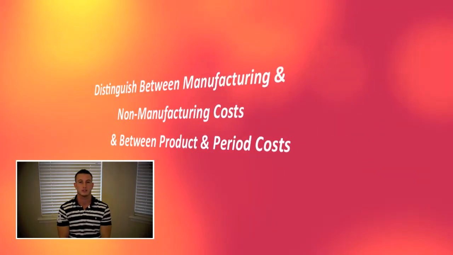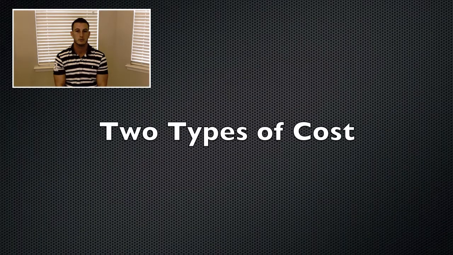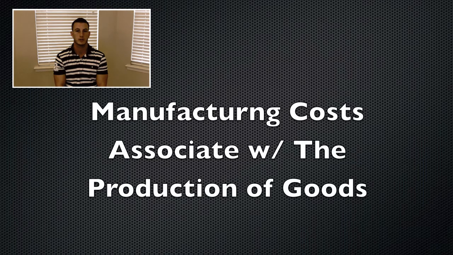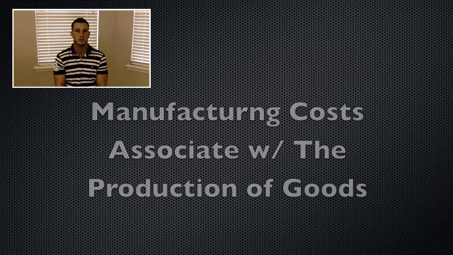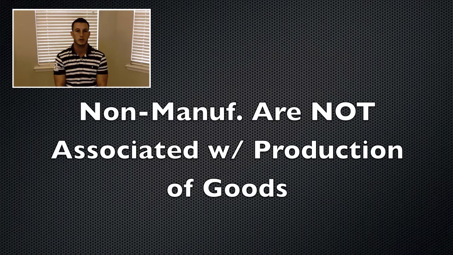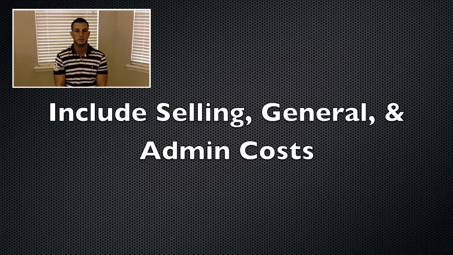Distinguish between manufacturing and non-manufacturing costs and between product and period costs. In job order costing system, there are two types of costs, manufacturing and non-manufacturing. Manufacturing costs are those associated with the production of goods and include direct material, direct labor, and manufacturing overhead. Non-manufacturing costs are those not associated with the production of goods and include selling, general, and administrative costs.